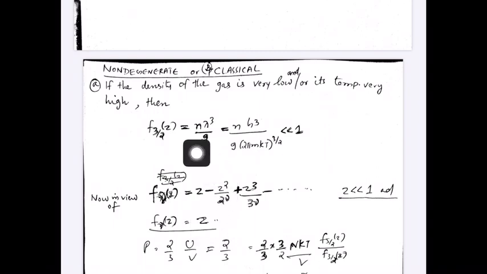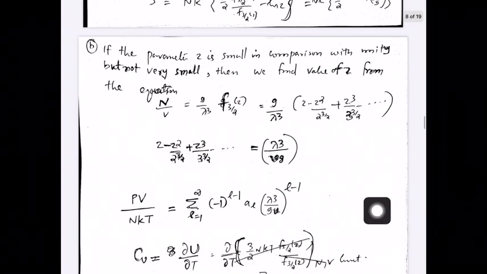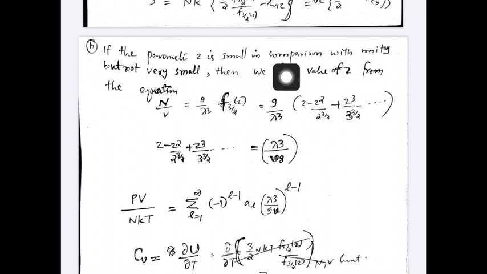When z is very small, f_{3/2}(z) will be very small, and far, far less than 1, then z will be far, far less than 1. But suppose that z is small in comparison with unity, but not very small. Then using this equation, we write N/V, the particle density, as equal to g/λ³ times the series expansion for f_{3/2}(z).